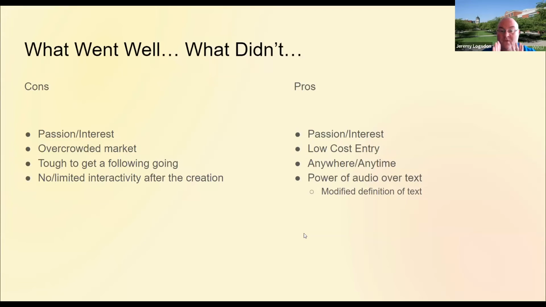I am also, again, director of the Center for Literacy. There is a power of audio over text. I put modified definition of text. I just do want to very quickly clarify that text is not just written. Text can be a lot of things. Text can be audio, video. It can even be things like buildings at times. It's kind of anything you're studying.